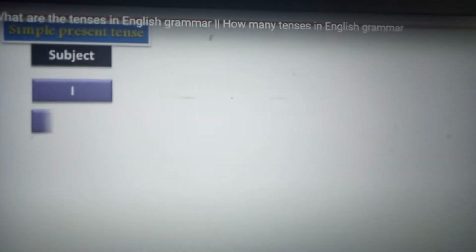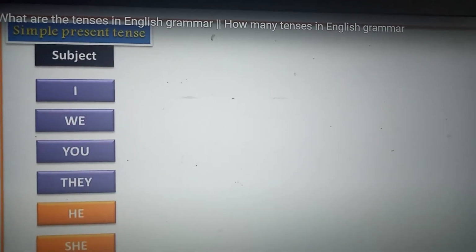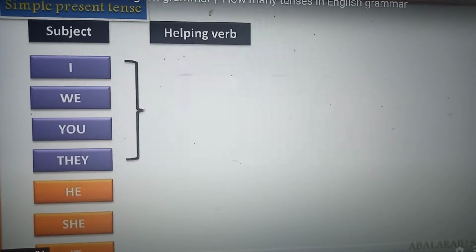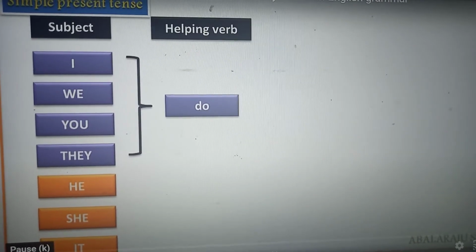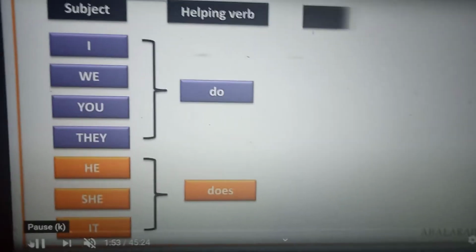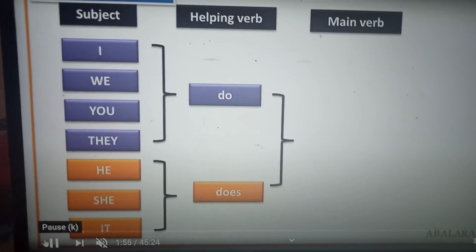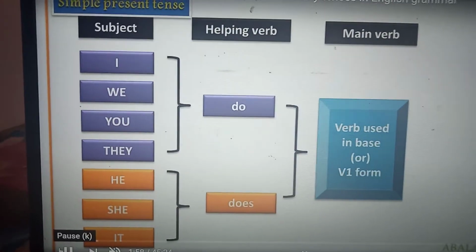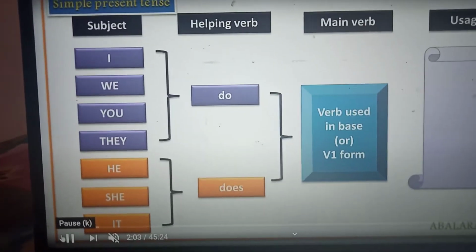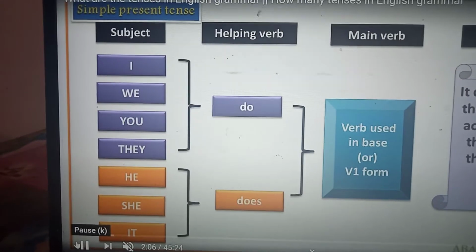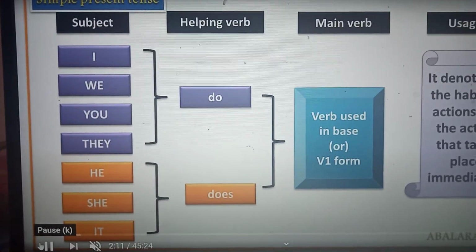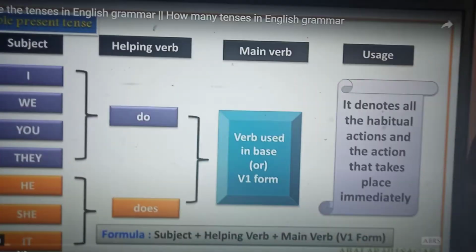I'll tell you simple present sentence examples. I, we, you, they. Then how will you add a helping verb? What is a helping verb? If you add do, then for he, she you should say does. For plurals we say do. If it is singular we say does. The verb is used in the base form. That is called V1 form. You need not learn what V1 is. The verb is used in the base form.